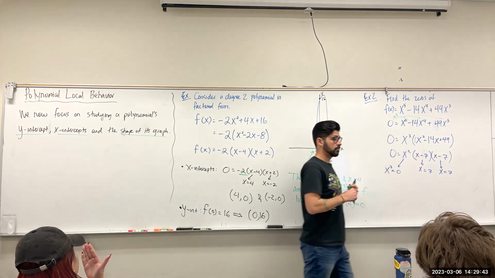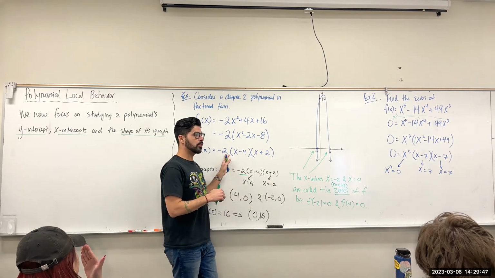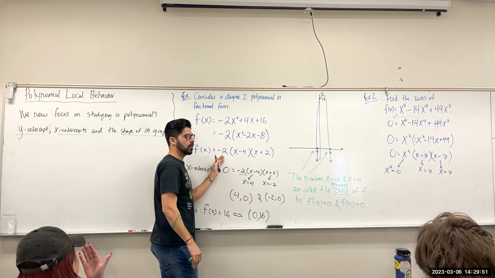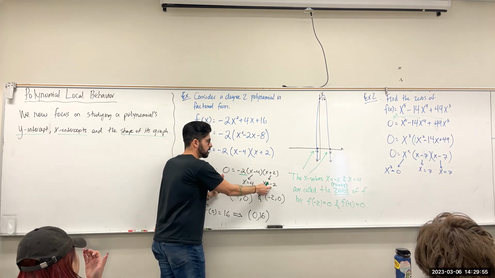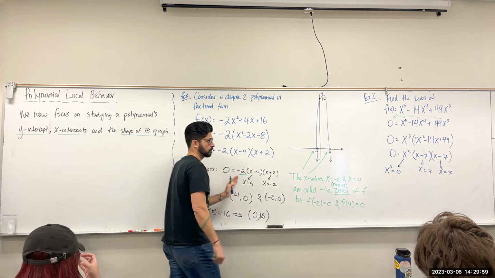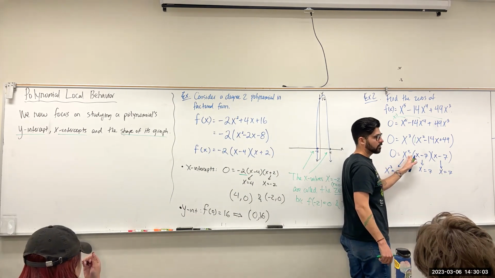Good observation. If it's just a numerical value, there's nothing to plug in. If it's just a number alone, it doesn't produce any other zeros because there is no x. But here there's still an x, correct?